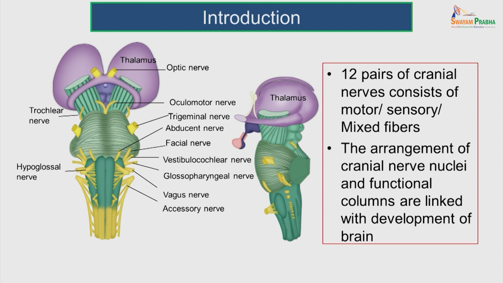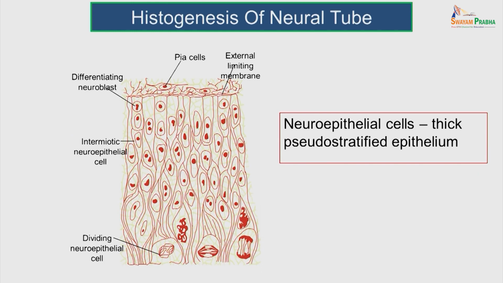So, how this arrangement of these functional columns takes place depends on the development. So, let us see how the structures develop. Okay. Now, first coming to the histogenesis of the neural tube.